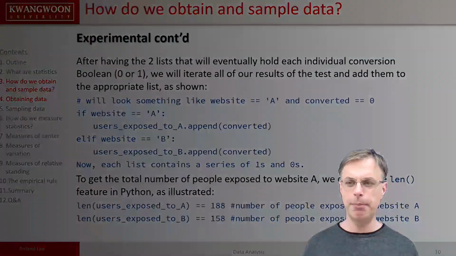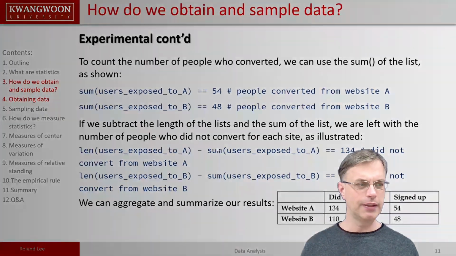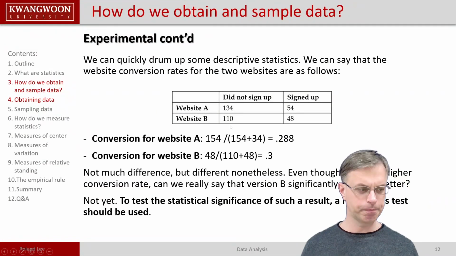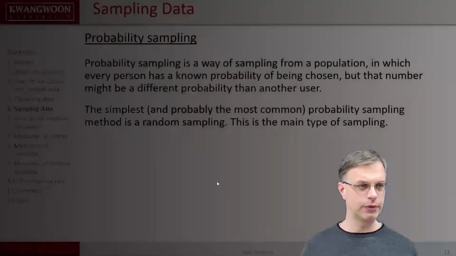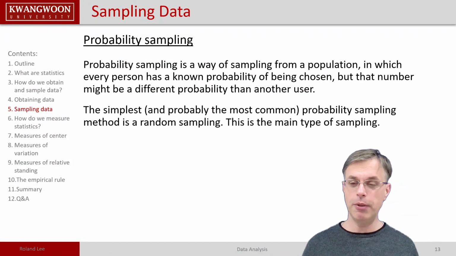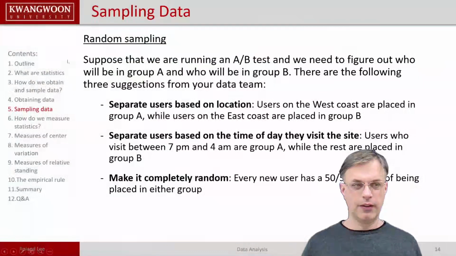Continuing, we had a few examples about users exposed, you see, and then we created a data table. We could also regard it as a data frame, and then we did some more work here to come to probability sampling, and the simplest probability sampling we call random sampling itself. So, random sampling.